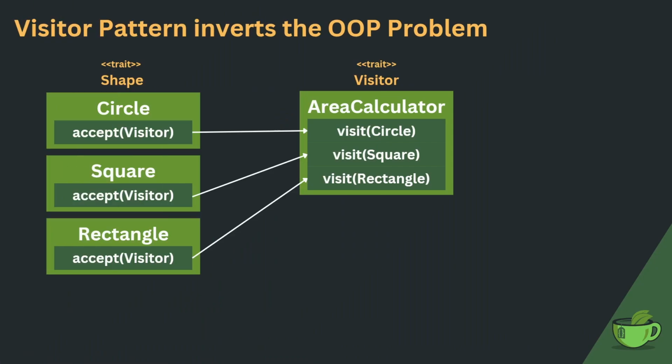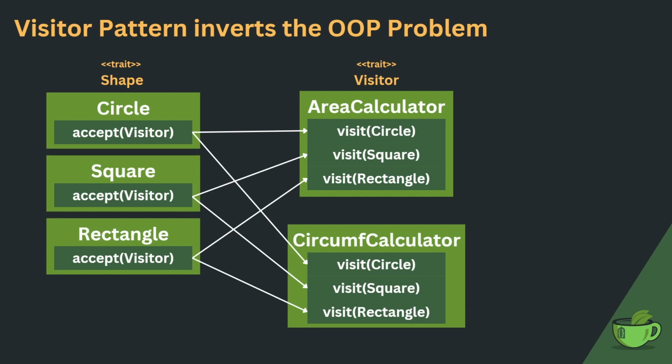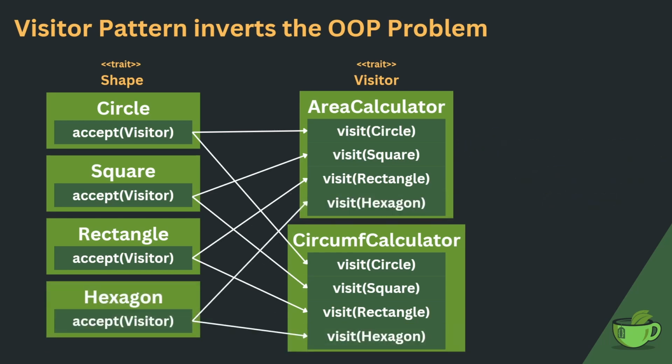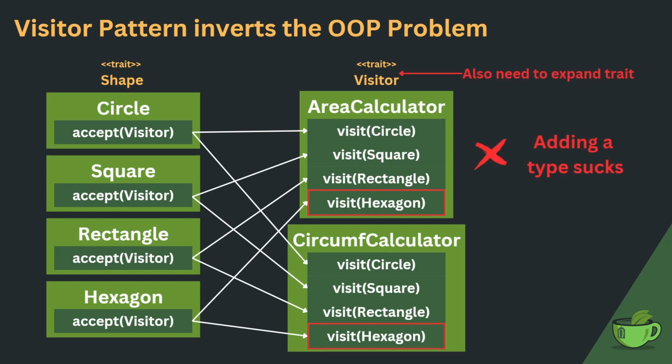The visitor pattern flips this around. Adding new functionality is straightforward. Just add a new visitor struct and implement the logic without touching the existing data structures. But when you add a new type to the hierarchy, suddenly every visitor function must be adapted to handle that new type. And don't forget that the underlying visitor trait also has to expand. It is a trade-off: flexibility in behavior at the cost of needing to update existing functions when your structure evolves.